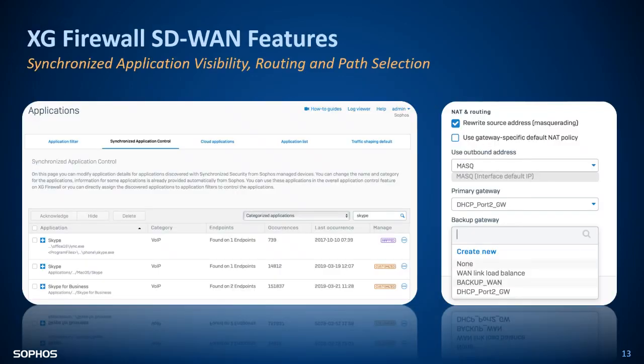Some of the core SD-WAN features are Synchronized Application Control. Synchronized Application Control can positively identify 100% of all networked applications, including evasive, encrypted, obscure, and custom applications. Now, these unidentified applications can also be added to the SD-WAN routing policies, offering a level of application routing that other firewalls can't match.